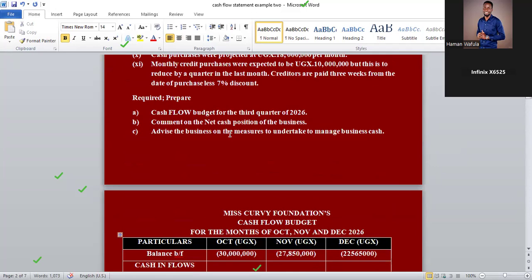Then part C: advise the business on the measures to undertake to manage business cash. So how can the business manage its cash? Avoid so much borrowing, so many debts. Avoid giving out debts to untrustworthy customers.